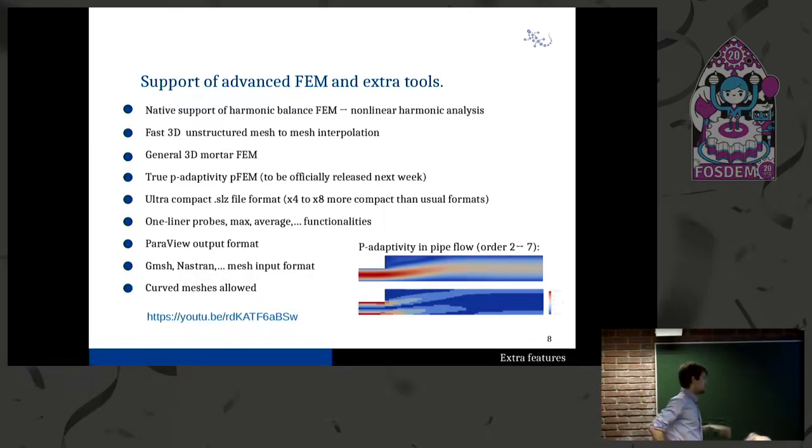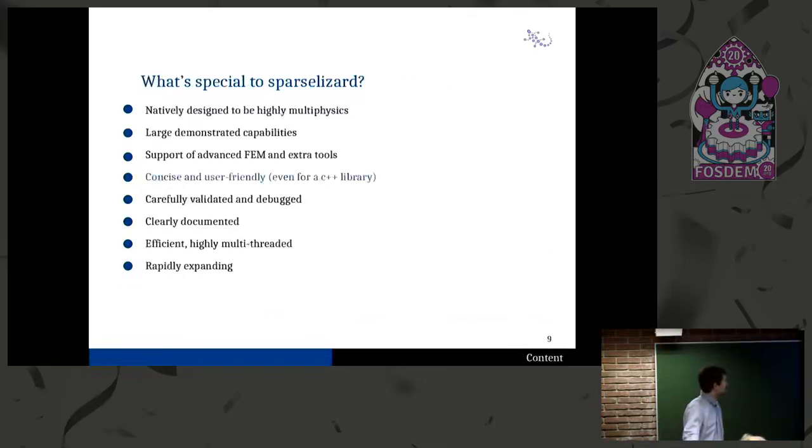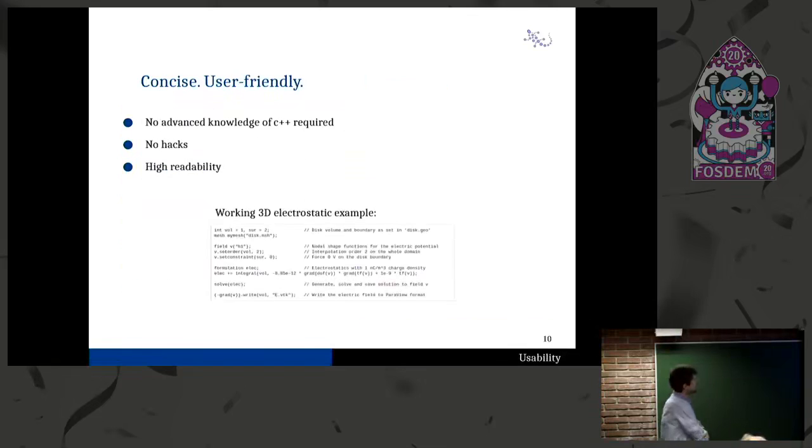You have ParaView output format, because ParaView to me is the best way to visualize simulation data. And then you have Gmsh and Nastran mesh input format, and lots more input formats via PETSc that allow you to load other mesh formats, and Gmsh as well, which you probably know a lot. You can also have curved meshes. So quite a lot of extra features, and it's growing. So probably you will see mesh refinement coming in the next month, because this is currently what I need for the superconducting magnet simulations.